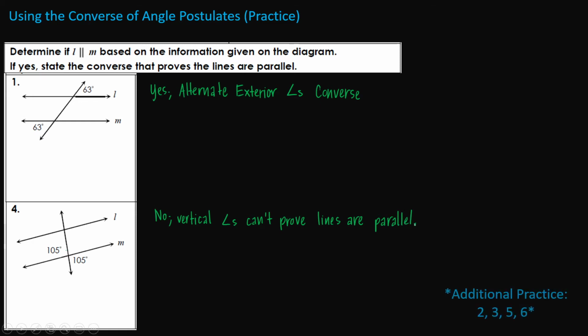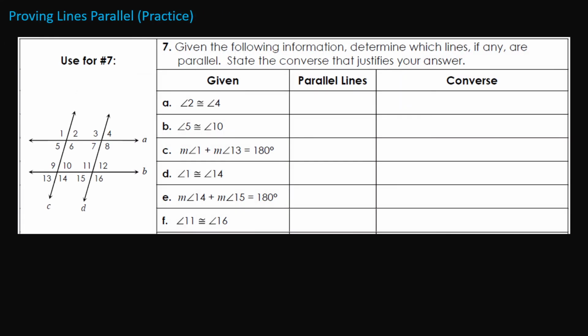If you would like additional practice with this concept of determining whether lines are parallel based on these angle relationships, you can take a look at problems 2, 3, 5, and 6. So let's get a little bit more complicated here. Here I have two sets of lines that intersect each other. And so in order to determine angle relationships, I may have to redraw this diagram, and I'll show you what I mean in just a second.